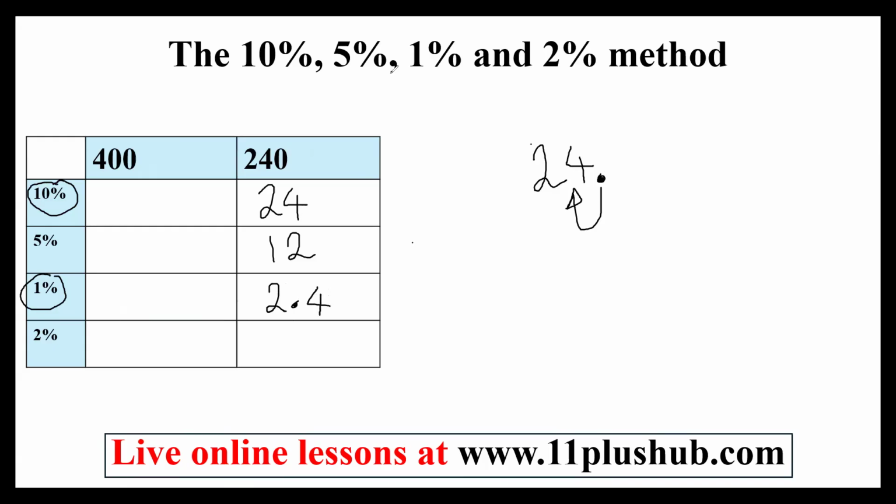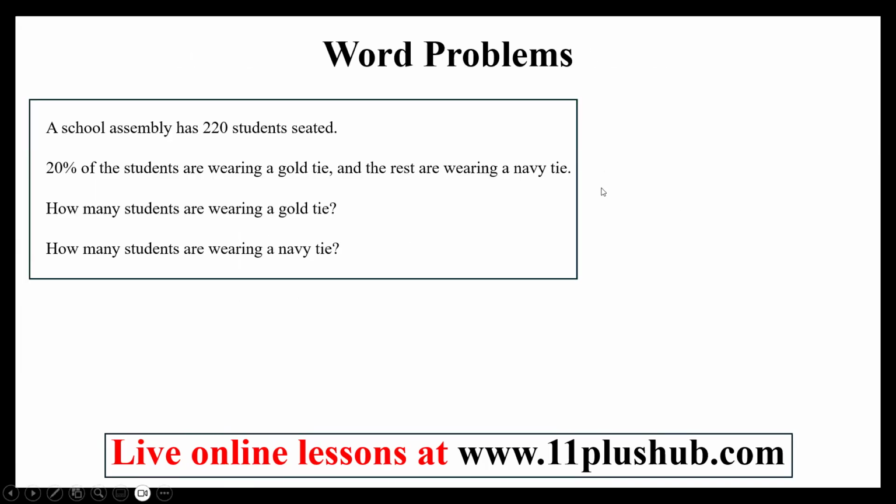And then finally, to find 2%, we just need to double 1%. So 2.4 times 2 is 4.8. Okay, and now we found 10%, 5%, 1%, and 2% of 240. Okay, so now what we're going to do is look at some word problems which will be easier to solve if we use the method that we've just spoken about.